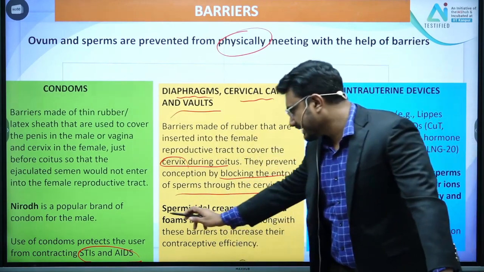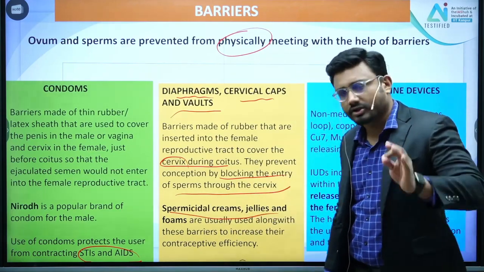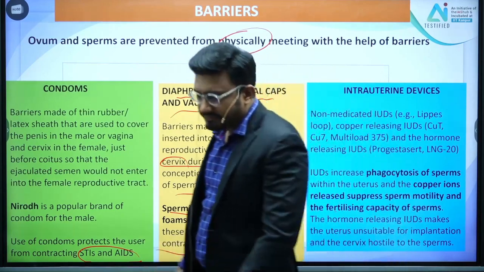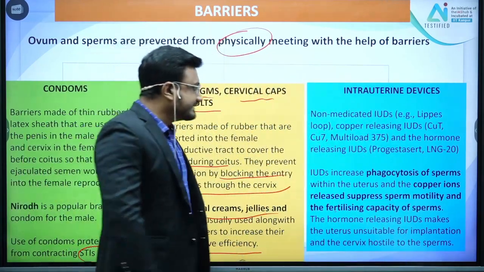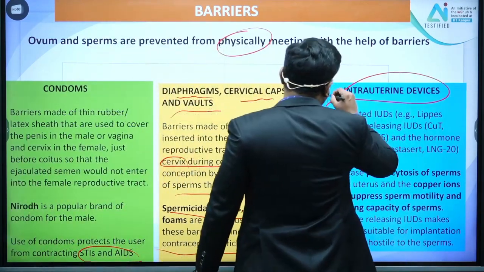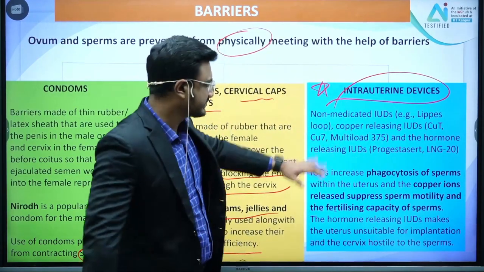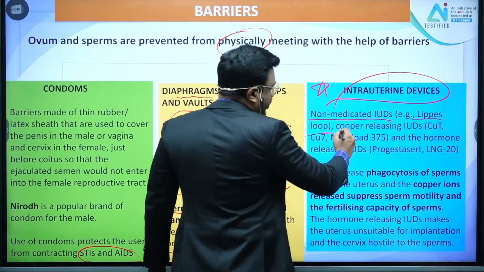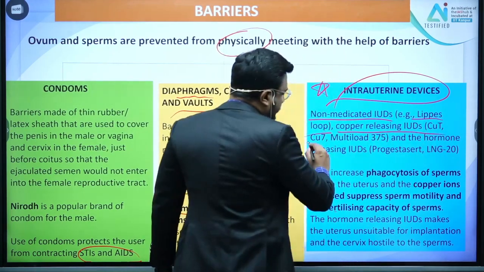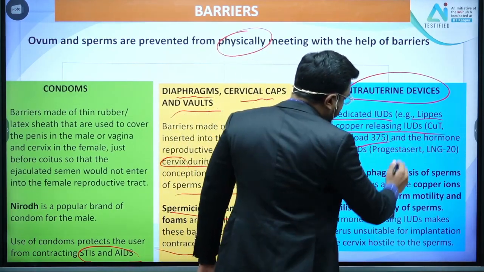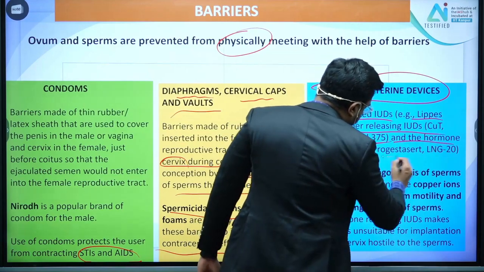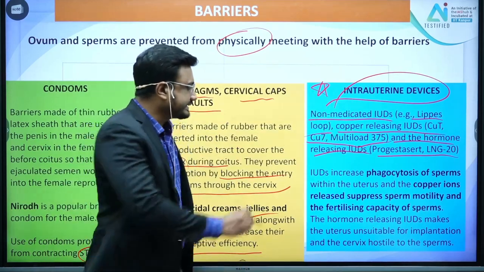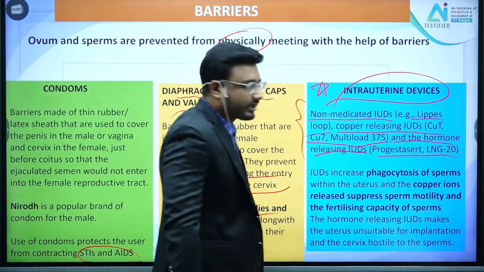So spermicidal creams, jellies and foams are also used along with these barriers to increase the contraceptive efficiency. Now, intrauterine devices. This is very important; a question can come from this. There are non-medicated IUDs such as Lippes loop, copper releasing IUDs such as Cu7, CuT and Multiload 375, and the hormone releasing IUDs, that is progestasert and LNG-20. From this, a match the following question can come.